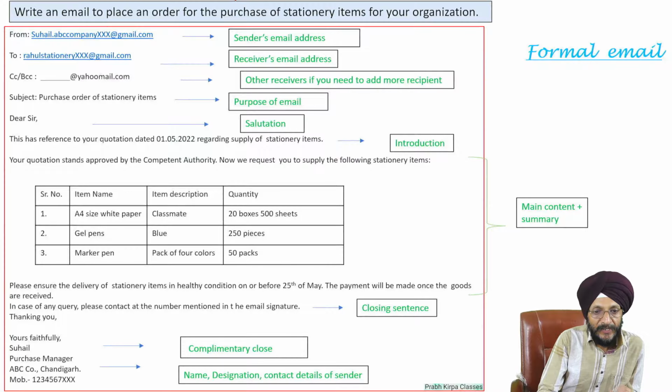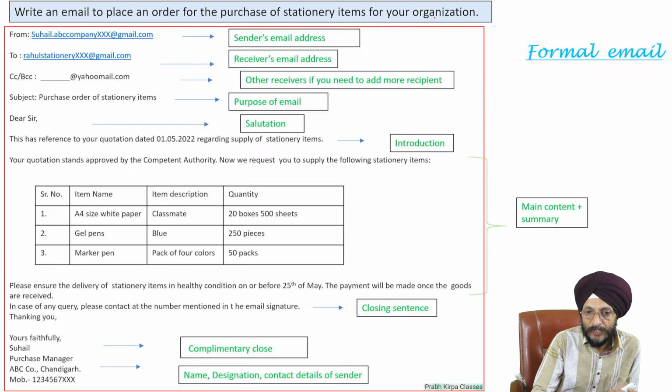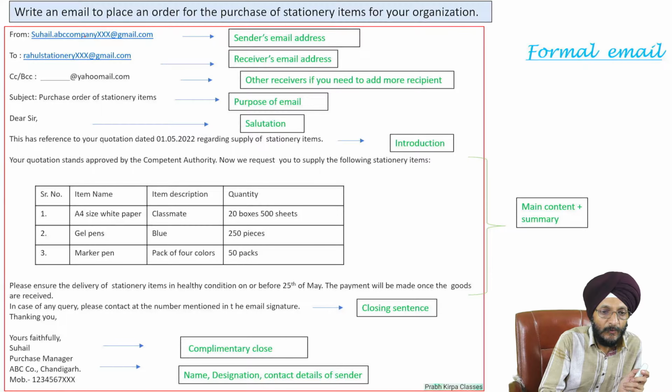Now we will try to understand the format of a formal email with the help of an example. Here the question is, write an email to place an order for the purchase of stationery items for your organization. Here, first of all, you will open your email account. But here we are to understand only this.